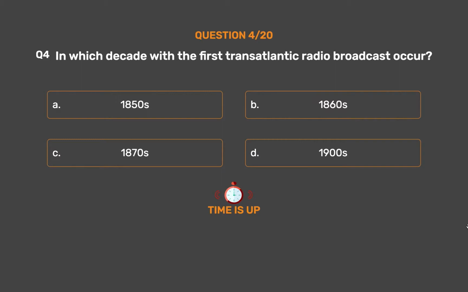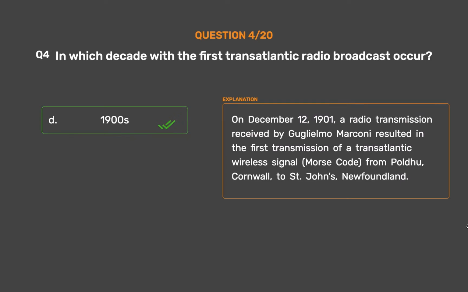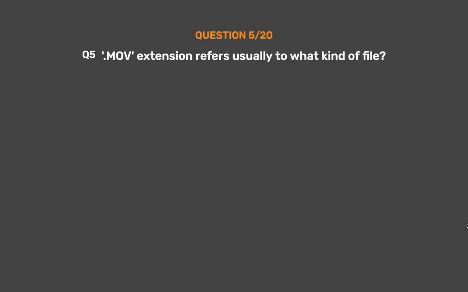The correct answer is Option D. 1900s. On December 12, 1901, a radio transmission received by Guglielmo Marconi resulted in the first transmission of a transatlantic wireless signal, Morse code, from Poldhu, Cornwall, to St. John's, Newfoundland. Question number 5.